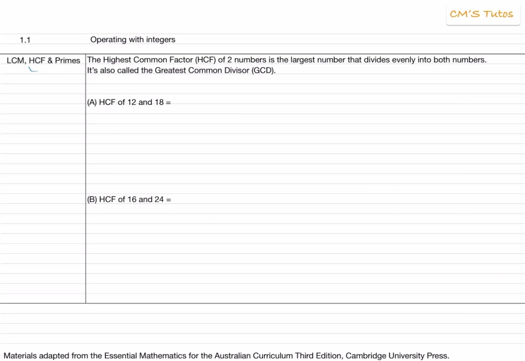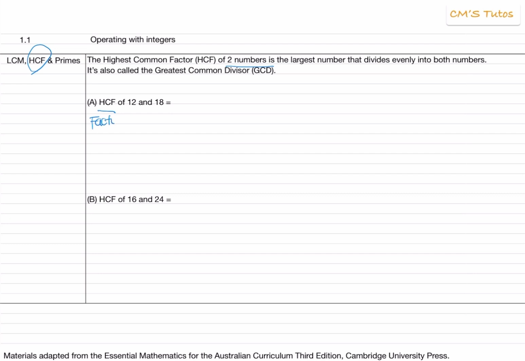So now we're going to look at the highest common factor, also known as HCF, of two numbers, which is the largest number that divides evenly into both numbers. It's also called the greatest common divisor, GCD. Let's have a look at an example: the HCF of 12 and 18.